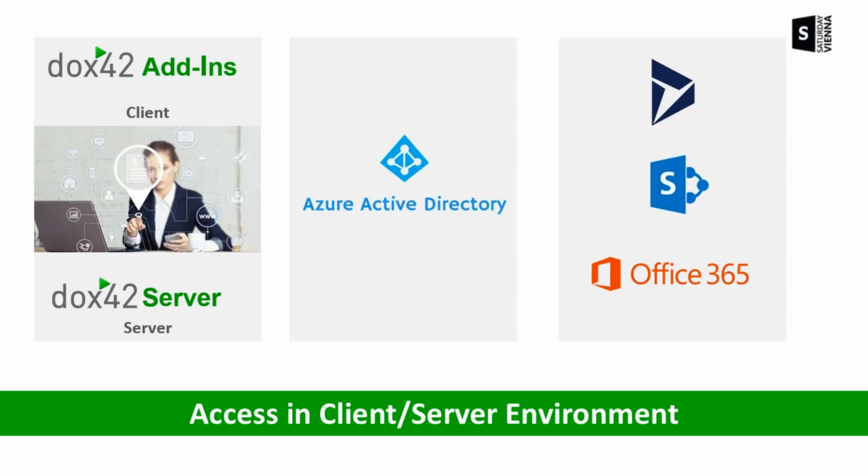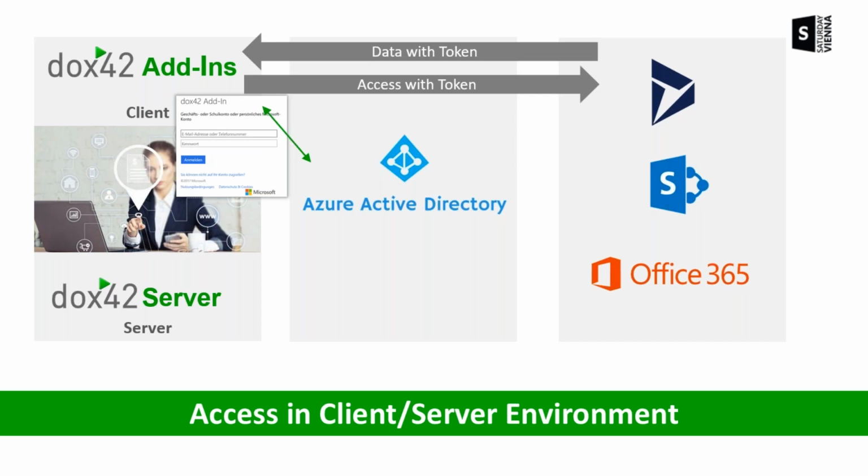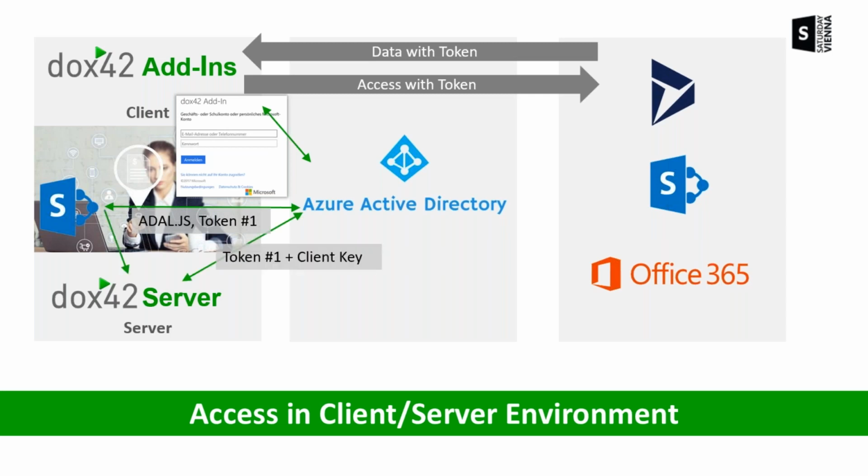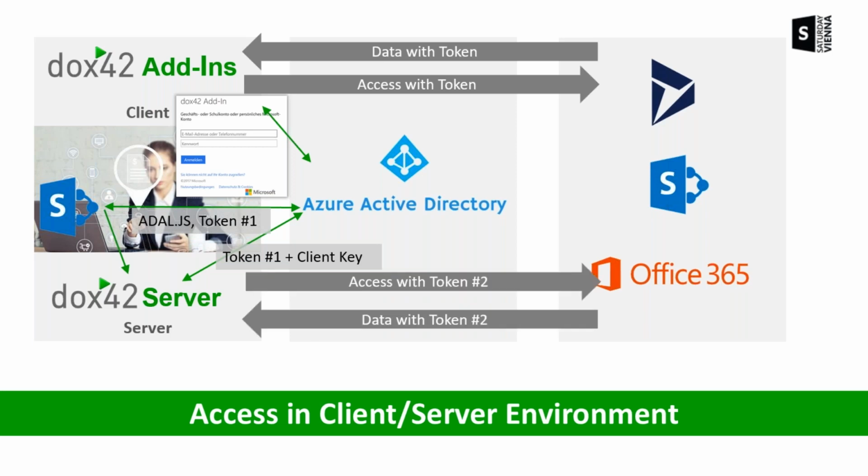Let's step through that again very fast. Okay. Native app, prompt for Office 365 user, access token, call from SharePoint or Dynamics 365, have this adal.js, getting an access token, prove with this access token and the client key: yes, I'm the dox42 server, and this is the Office 365 identity, and access data with that.